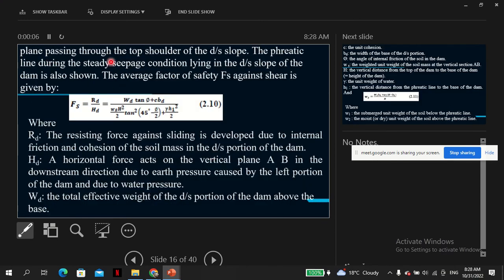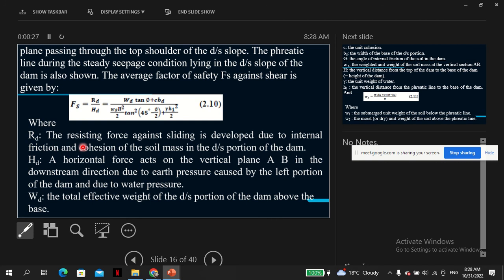Separated by a vertical plane passing through the top shoulder of the downslope. The phreatic line during the steady seepage condition lying in the downslope of the dam is also shown. The average factor of safety against shear is given by the formula.